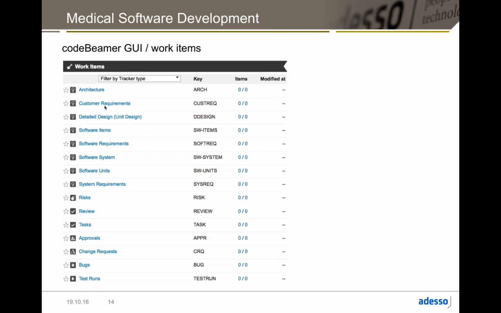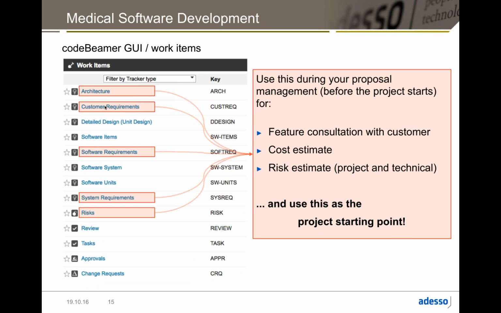Even before you start a project, you can use a tool for your proposal management. So you start maybe adding your customer requirements in the proposal together with the customer, or thinking about software requirements, thinking about a high-level architecture, and planning the risks resulting from that. Based on this, you can do a really good cost estimate, project risk estimate, or also technical risk estimate.